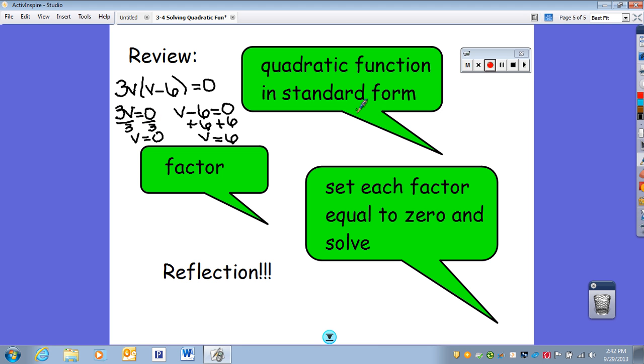So please make sure your quadratic function is in standard form and you have it set equal to 0. Then factor, and then set each of your factors equal to 0 and solve. Please remember to do the reflection.